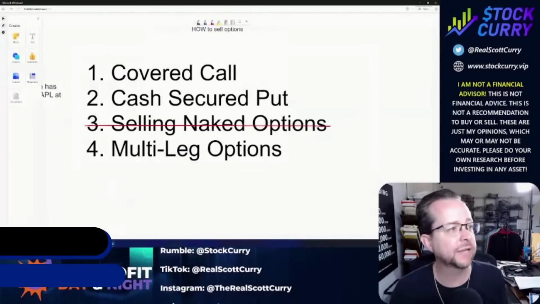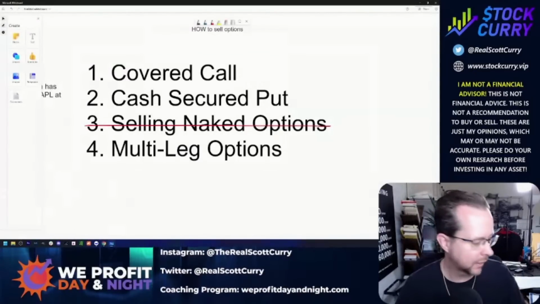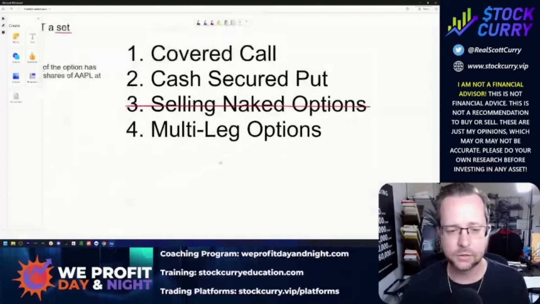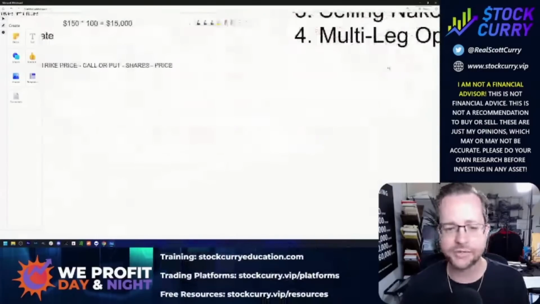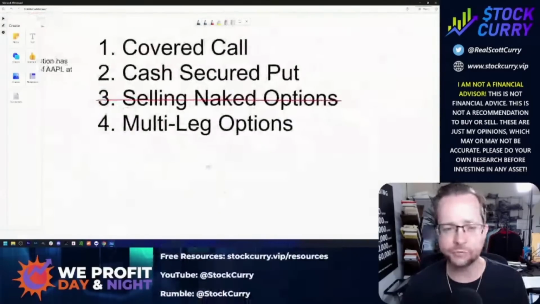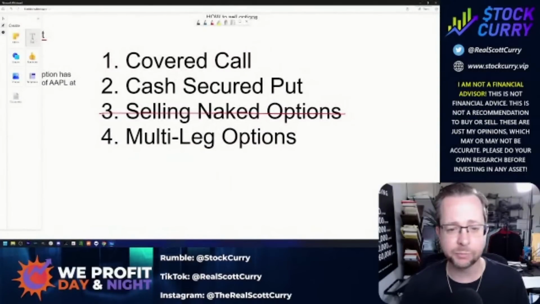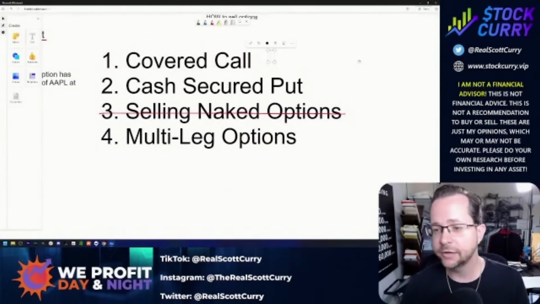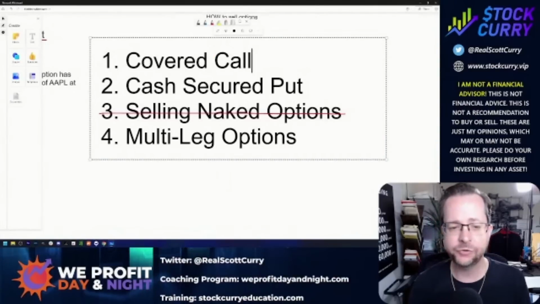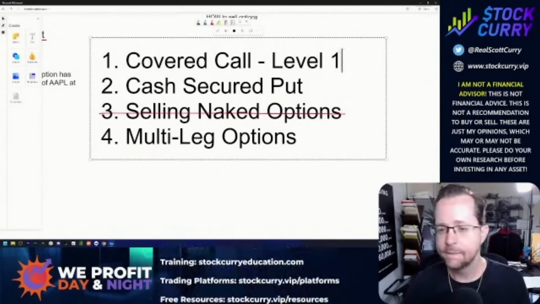Okay, let's get back into the training here. Let's start with our simple cash secured puts and covered calls. Okay, let's start with covered calls first. By the way, when you want to do this, you are going to have to get approved to trade options with your broker. And you might want to know what your options trading approval level needs to be. If you want to do a covered call, this is generally considered level 1.